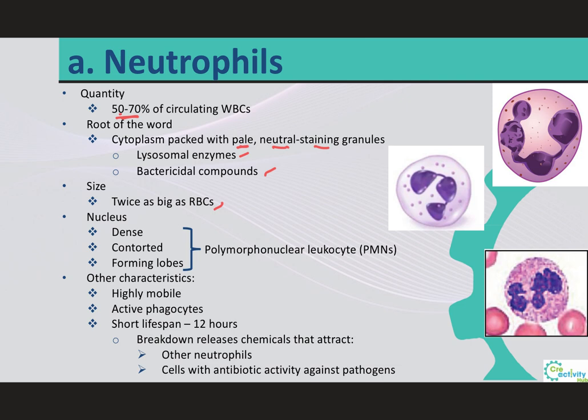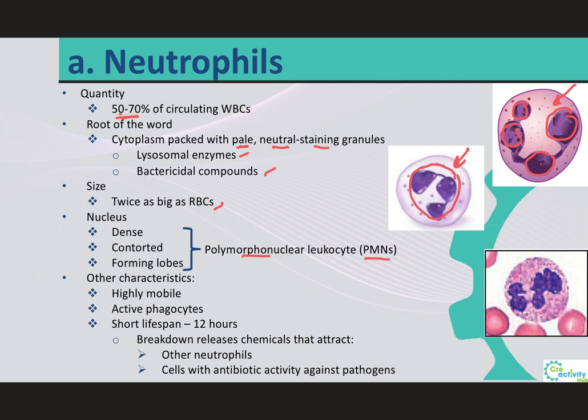They will have this very dense, contorted nucleus that may be condensed into a series of lobes like beads on a string. As we can see from these images here, notice how this one forms 3 lobes, this other one forms 4 lobes. So that's the nucleus that looks like little beads on a string. And this attribute has given these cells another name, which is polymorphonuclear leukocytes, or PMNs.